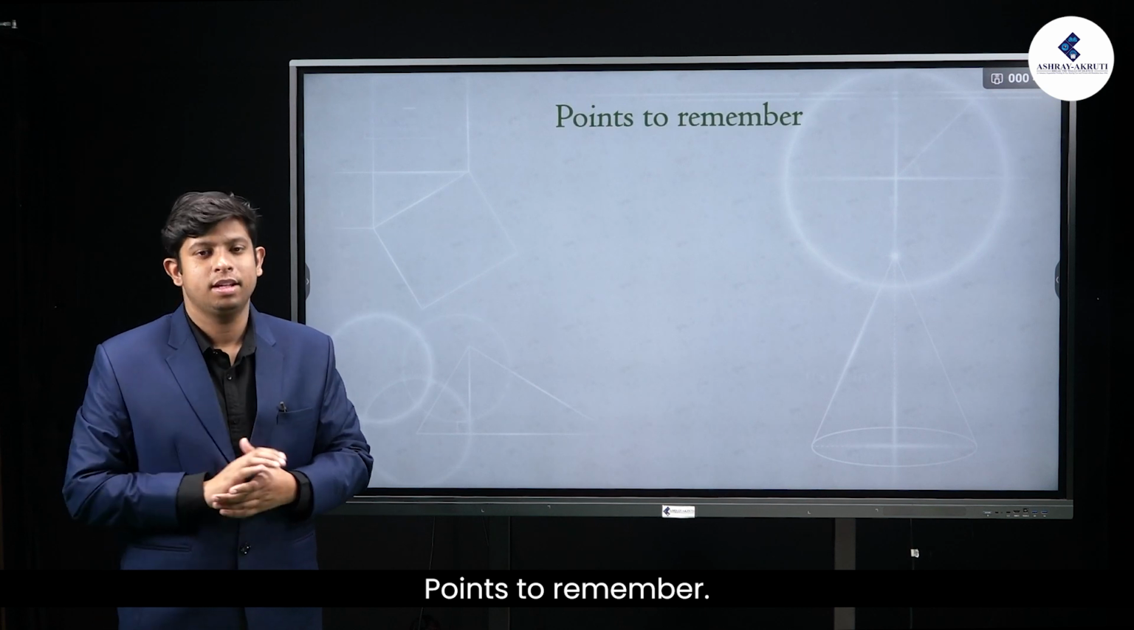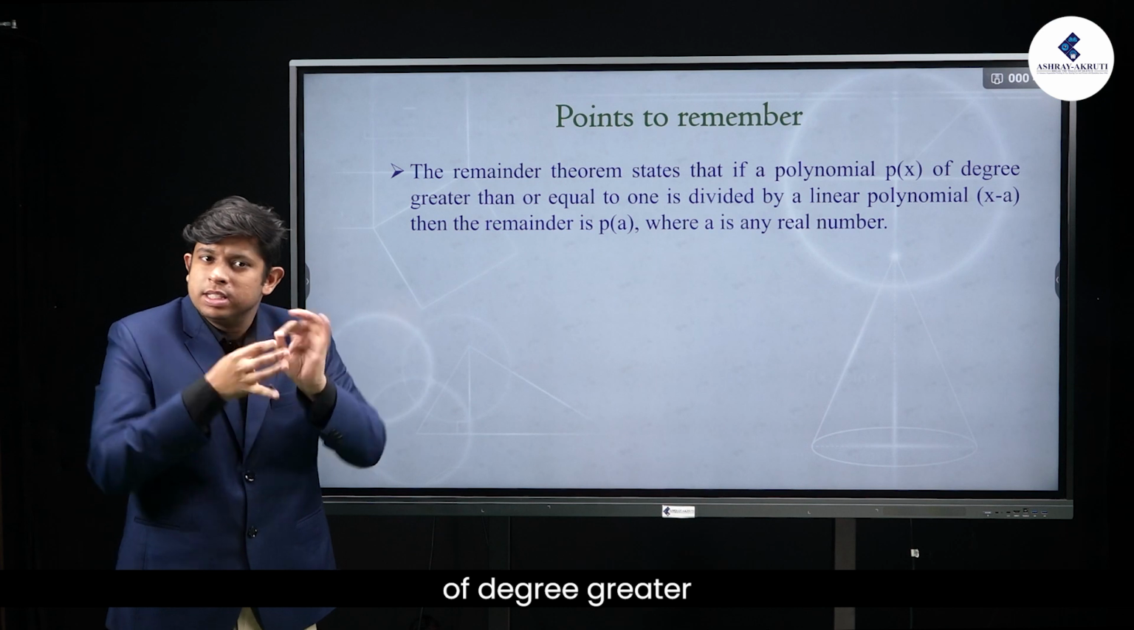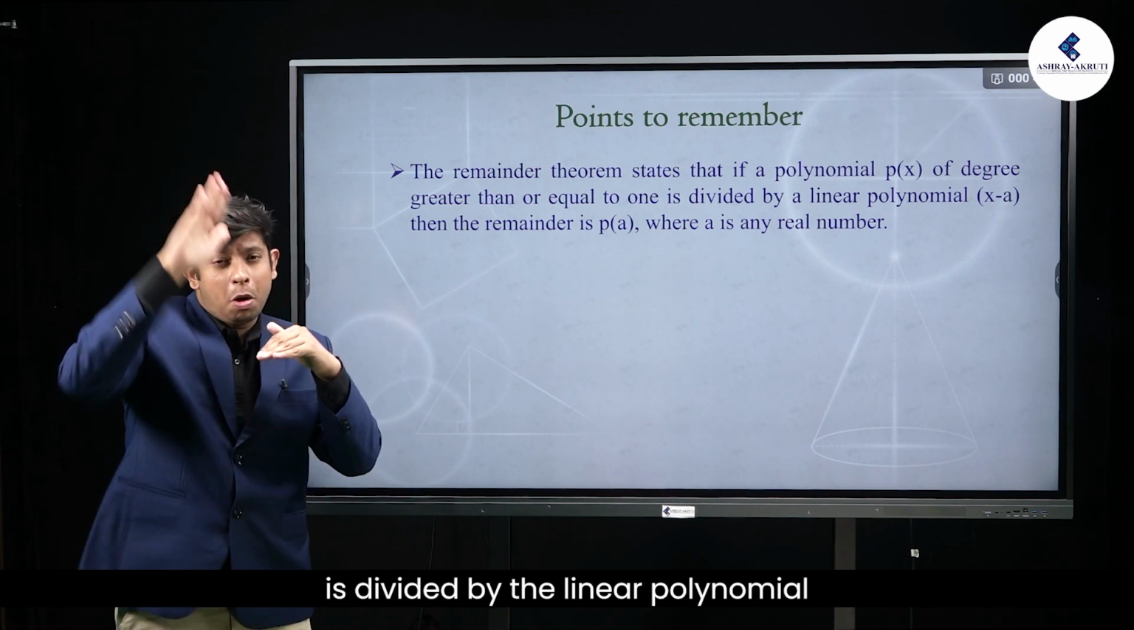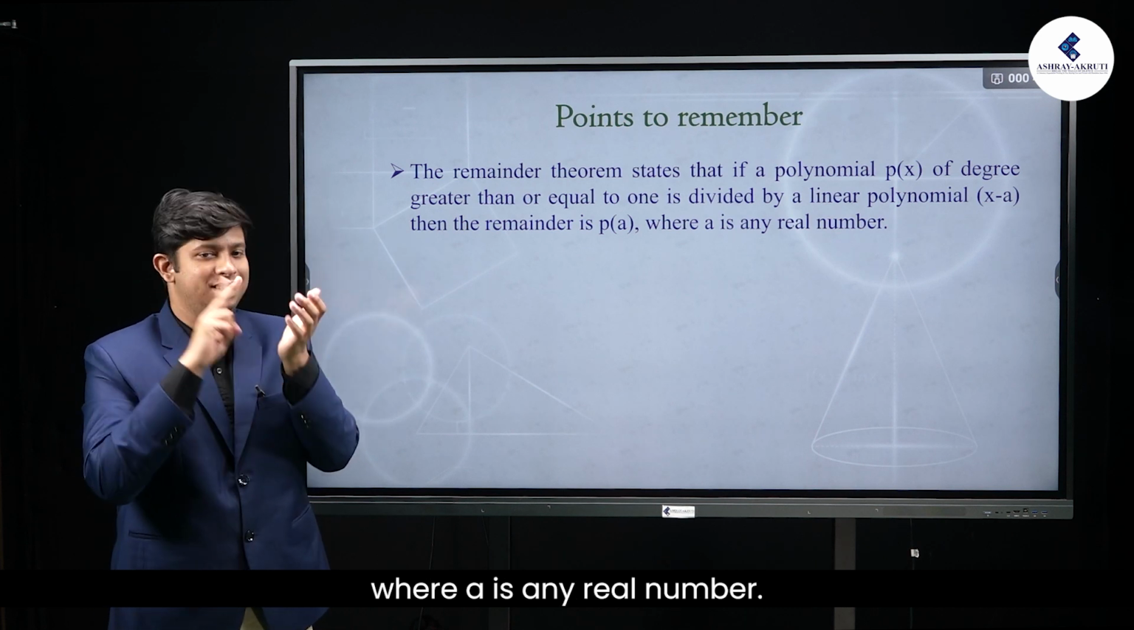Points to remember. The remainder theorem states that if a polynomial p of x of degree greater than or equal to 1 is divided by the linear polynomial x minus a, then the remainder is p of a, where a is any real number.